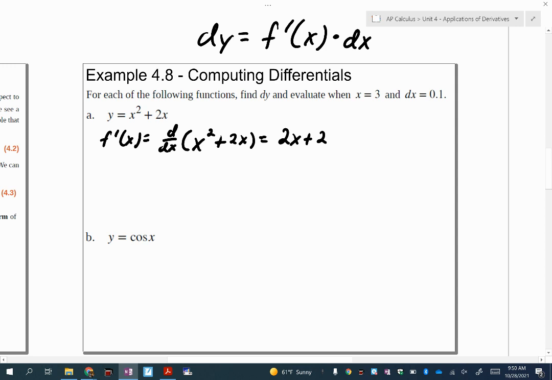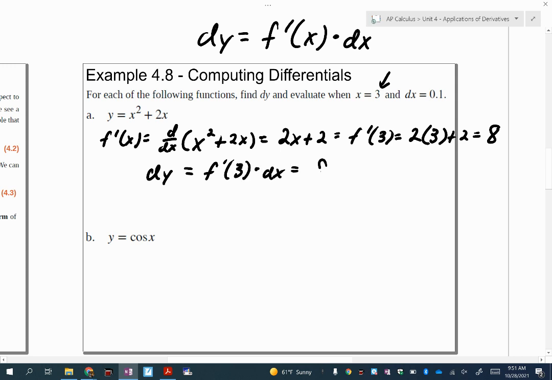Now I need to figure out what f prime of 3 is, because my x value is 3. So f prime of 3 is 2 times 3 plus 2, which becomes 8. Now it tells me dx is equal to 0.1. So my formula is dy equals f prime of 3 times dx. That's 8, which I already found, times 0.1, so 0.8. Now again, could you just plug that in? Absolutely. The idea is that this is our way of estimating what it would be if we were to plug it in.